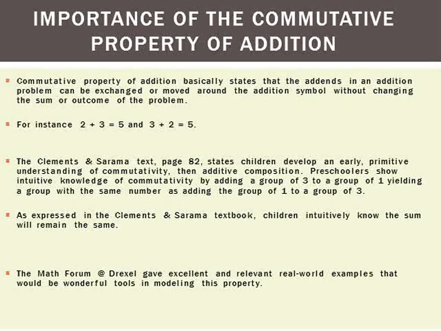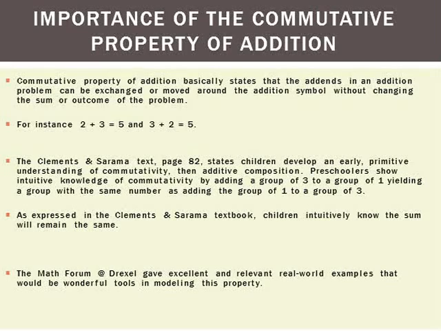For instance, 2 plus 3 equals 5 and 3 plus 2 equals 5. The Clements and Sarama text, page 82, states children develop an early, primitive understanding of commutativity, then additive composition. Preschoolers show intuitive knowledge of commutativity by adding a group of 3 to a group of 1, yielding a group with the same number as adding the group of 1 to a group of 3. As expressed in the Clements and Sarama textbook, children intuitively know the sum will remain the same.